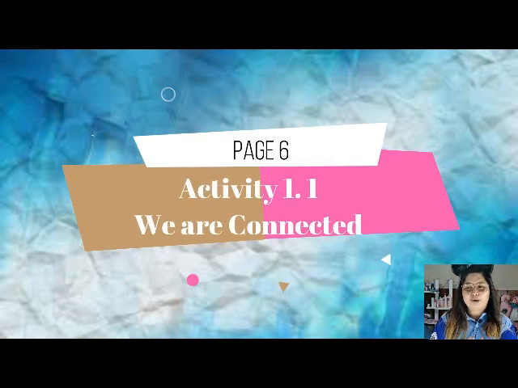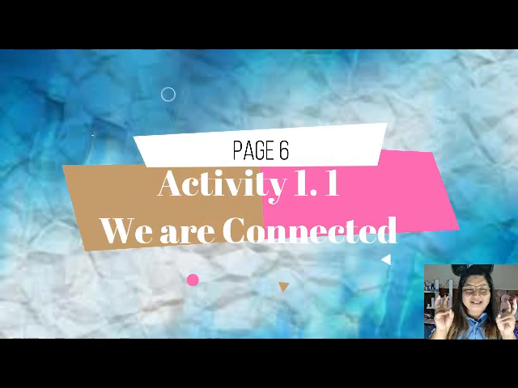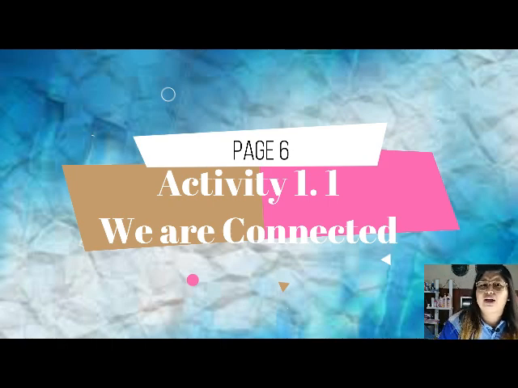Okay, let's have now page 6. What's more? So we have here Activity 1.1. We are connected. Okay. Parang ano lang yan, Smart, connecting people. But we are connected. Alam naman natin lahat yan, di ba?